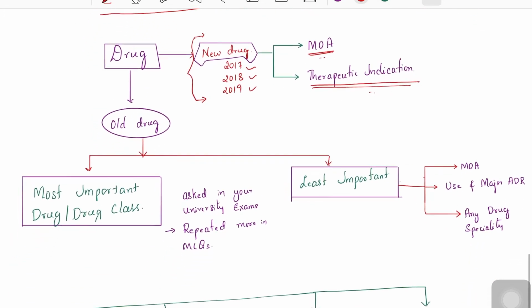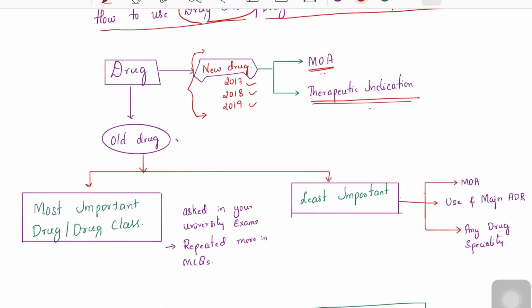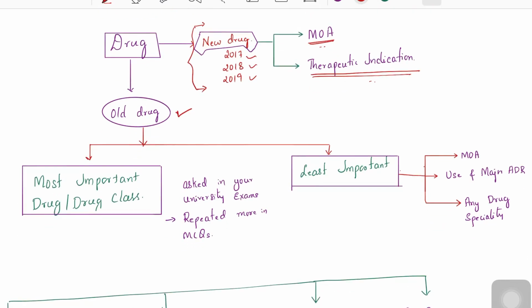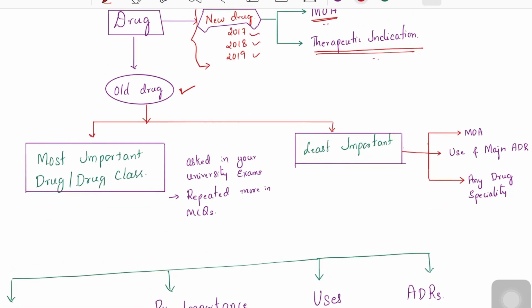But what you have to concentrate more and more on is the old drugs. In the old drug, you need to know whether it's a most important drug or drug class. So how will you know that it is a very important drug class? If it is frequently asked in a university exam, or if the MCQs are repeated about that topic or that drug or drug class, then that will be the most important class.